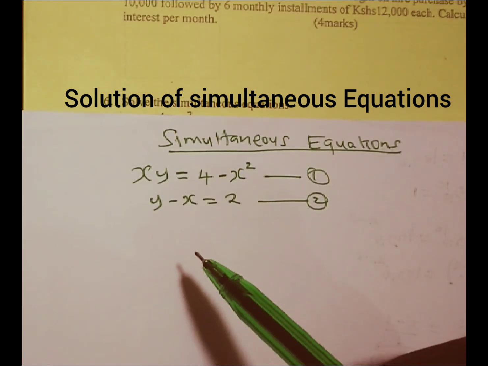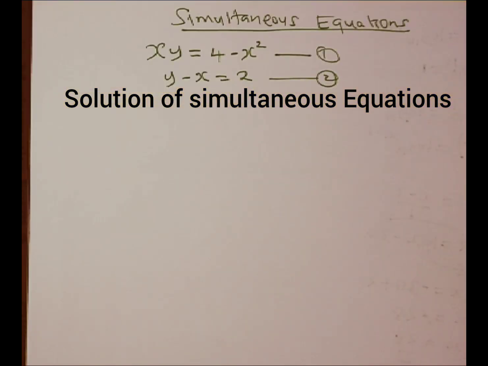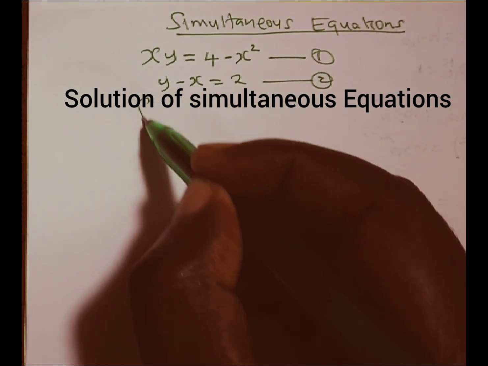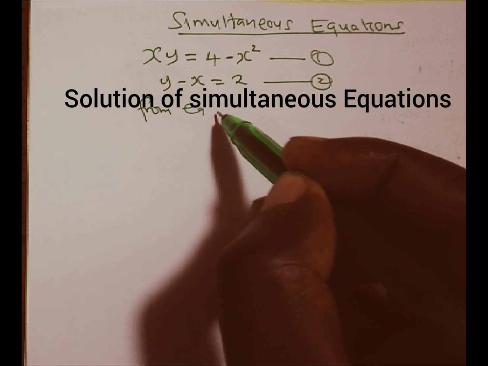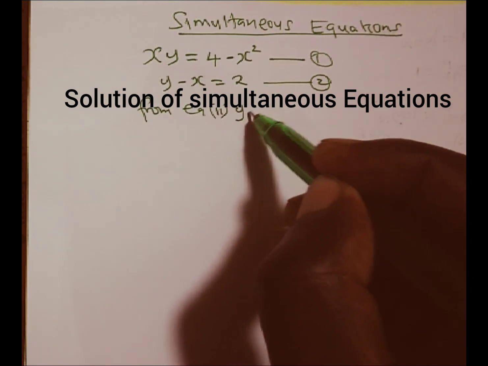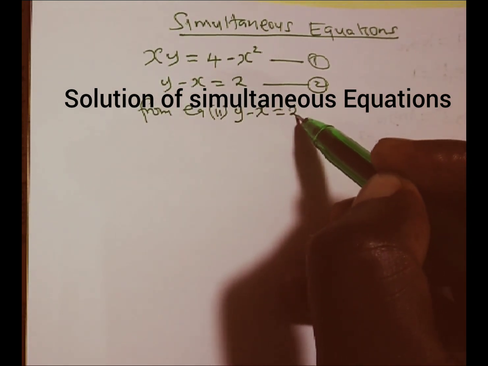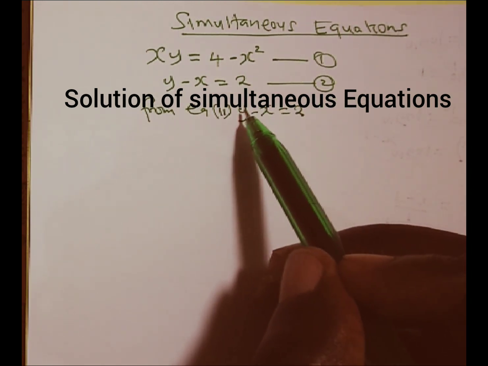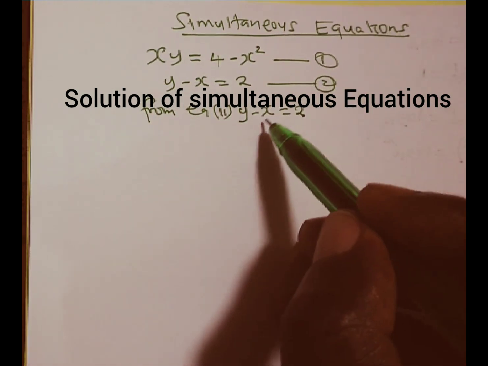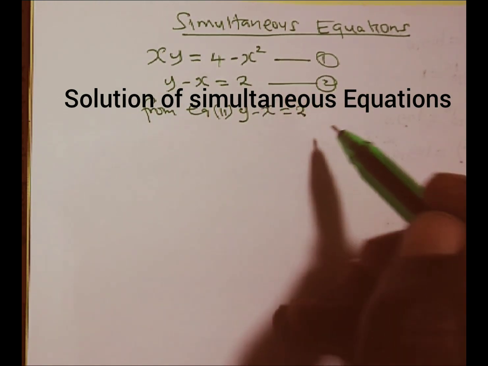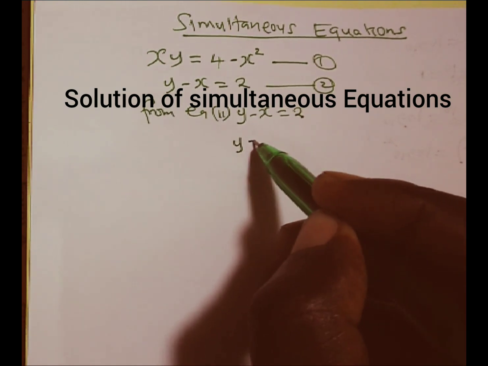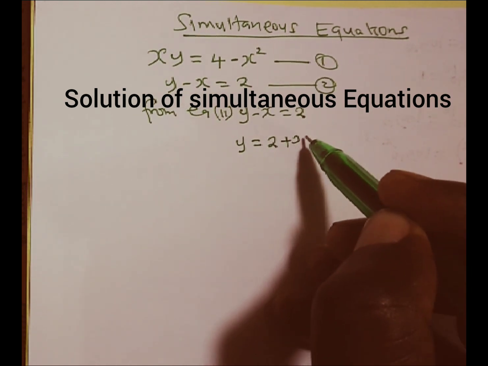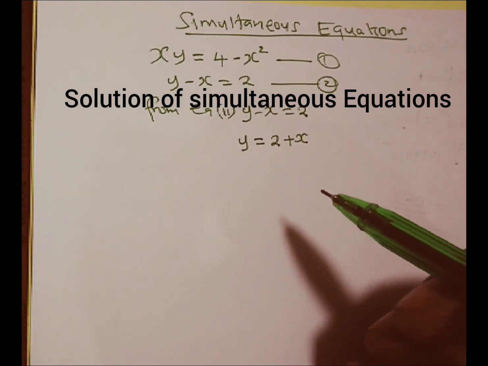Let us go straight to the question. We are going to begin from equation 2, and from equation 2, where we have y minus x is equal to 2, we are going to make y the subject, and making y the subject means we leave y on this one side. Therefore, we take negative x to the other side, giving us y being equal to 2 plus x. Negative x crosses the other side and becomes positive.